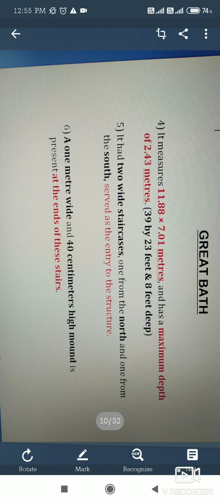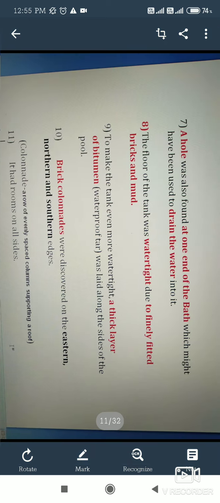So mound means a higher platform. Something is erected on a higher platform. So a 1 meter wide and 40 centimeter high mound is present at the end of the staircase. A hole was also found at one end of the bath, which might have been used to drain the water into it. Okay, so they had a hole also, and from that hole they are getting the water from some well or some other sources.